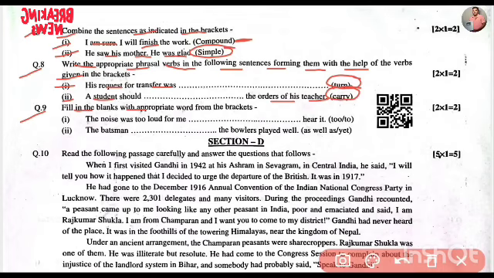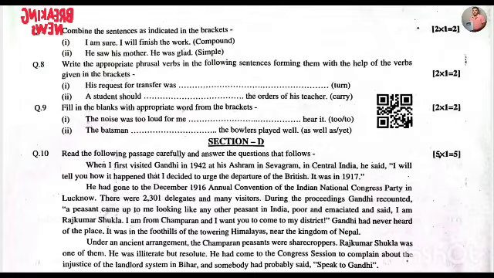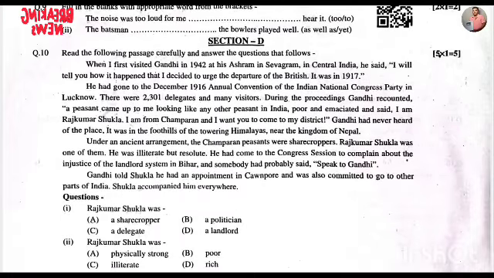Question number 9 is, fill in the blanks with the appropriate word from the brackets. The first one is, the noise was too loud for me to hear it. Which one of these will come in this? You have to tell its answer in the comment box. The second one is, the batsman, the bowlers will play. So, which one of the 3 will come in this? You have to tell this in the comment box.